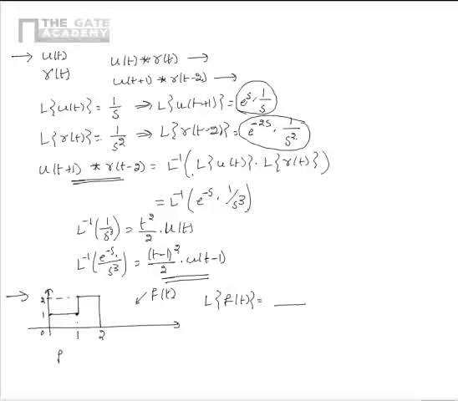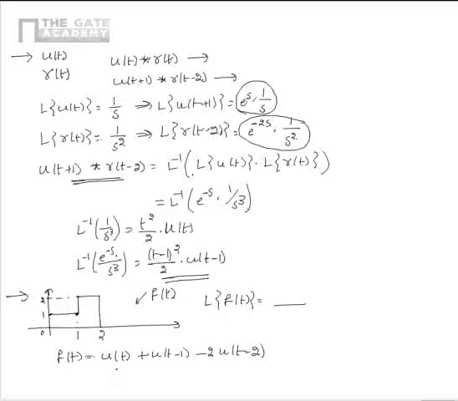From the given f of t, we see that f of t can be written in the closed form as u of t plus u of t minus 1 minus 2 into u of t minus 2.